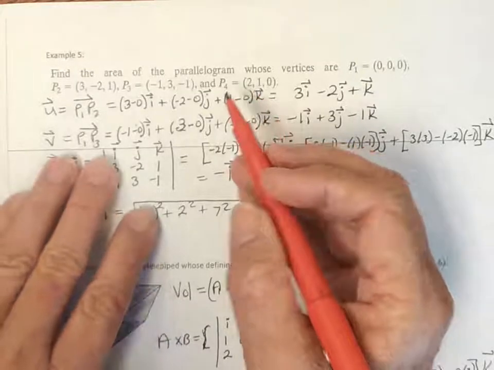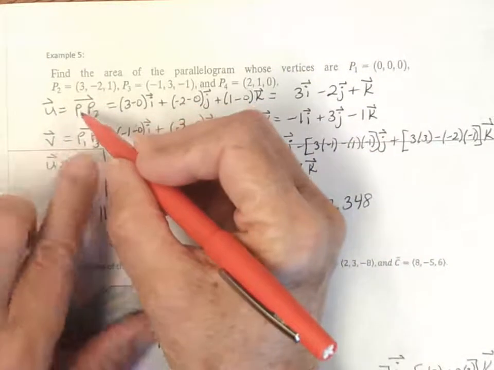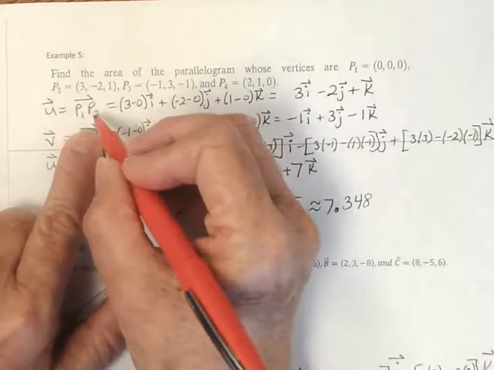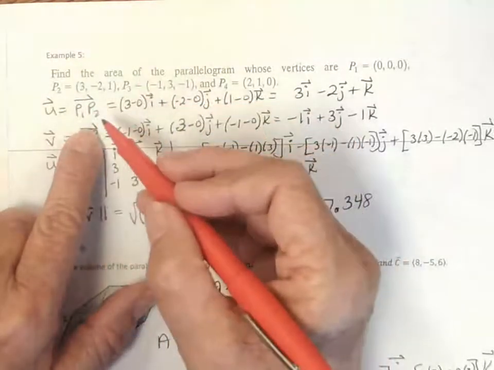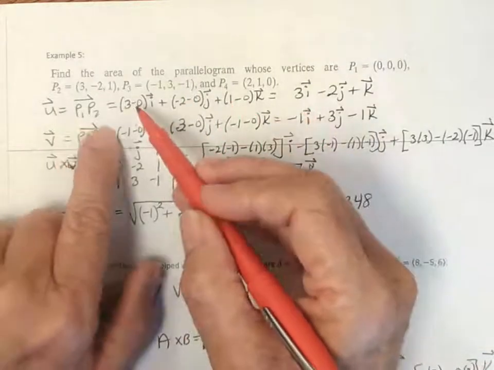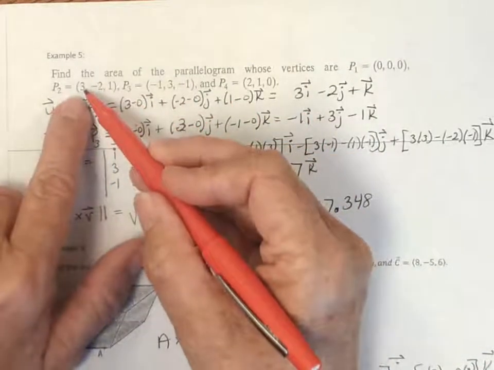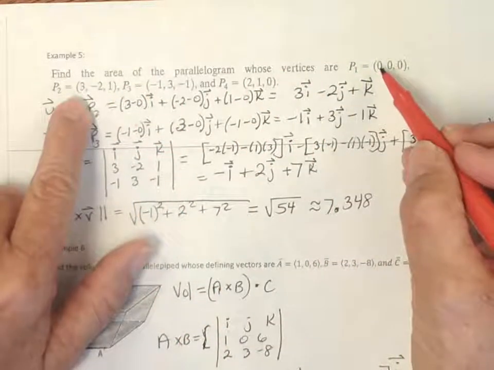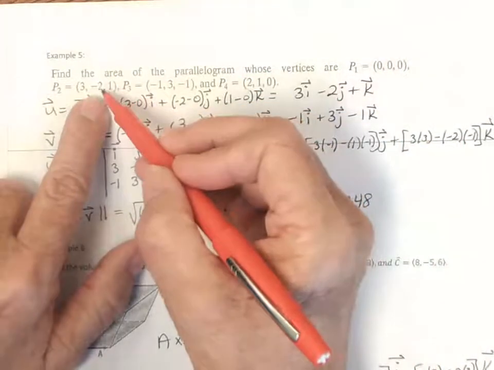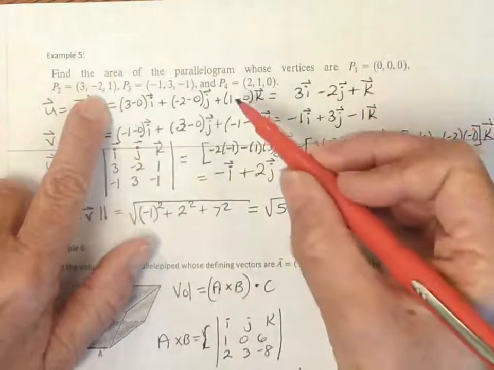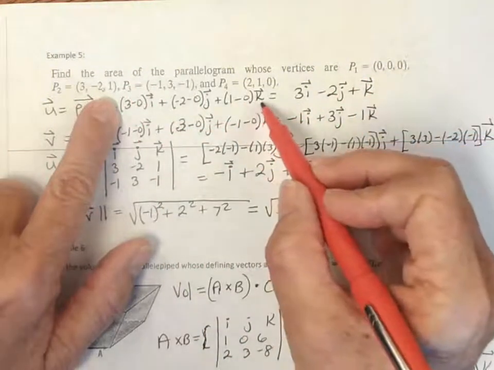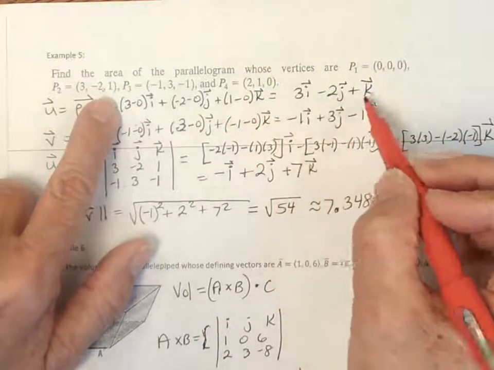So I'm going to define vector u as going from point 1 to point 2. So that's one side of the parallelogram. I have to find the vector u, and I find it by taking the x value from P2 minus the x value from point 1. The j component is negative 2 minus 0 times j, and 1 minus 0 times the k unit vector. So this is vector u.